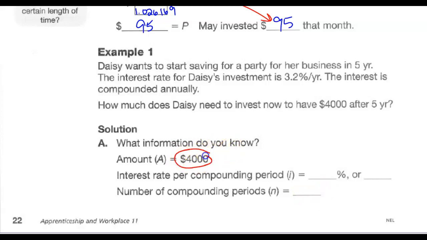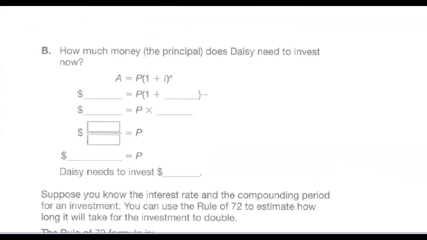We know A is 4,000. Interest rate for compounding period, well, it says it's compounded annually. So it's just going to be that 3.2%, which is 0.032. Remember, you're always dividing by 100 to get it to not be in percent form. Number of compounding periods, well, it's yearly for 5 years. So N would be 5. How much money, the principal, does Daisy need to invest now? So now we're looking for the P.